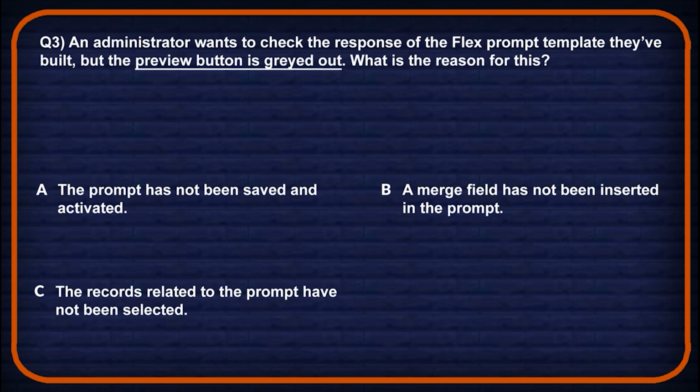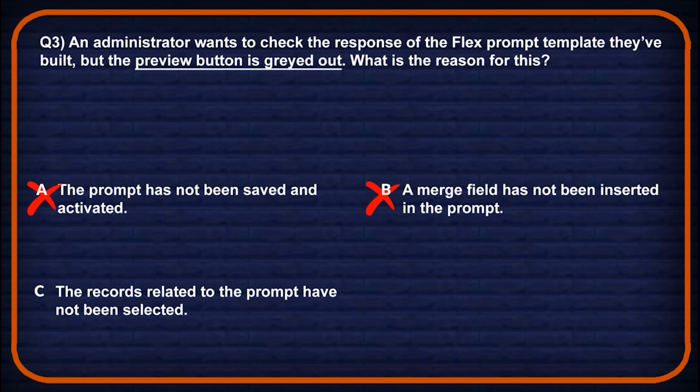Option A. The prompt has not been saved and activated. Saving and activating the prompt is necessary for use, but it does not affect whether the preview button is enabled. Hence, not the right choice. Option B. A merge field has not been inserted in the prompt. Merge fields enhance the prompt, but the absence of merge fields does not gray out the preview button. Hence, not the right choice.